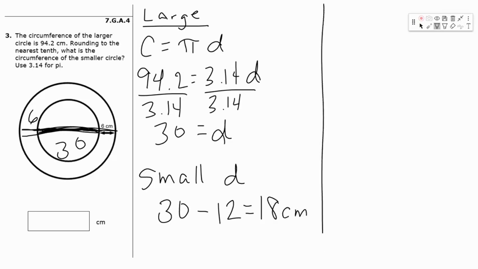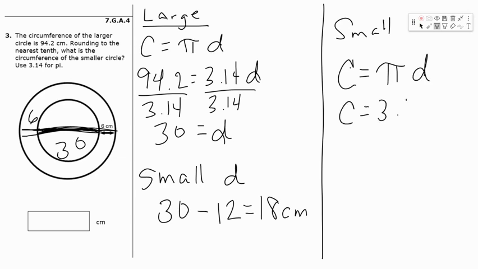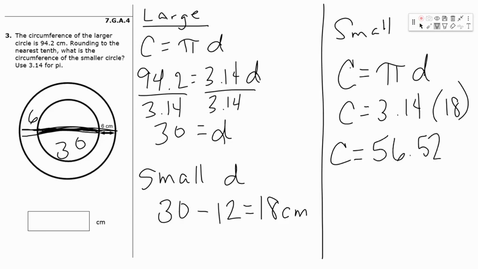Okay, so now let's figure out the circumference of the smaller circle. So that's going to be, circumference is pi times the diameter. So the circumference will be 3.14 times 18. Again, use your calculator. And that would be 56.52. So the circumference is 56.52 centimeters.